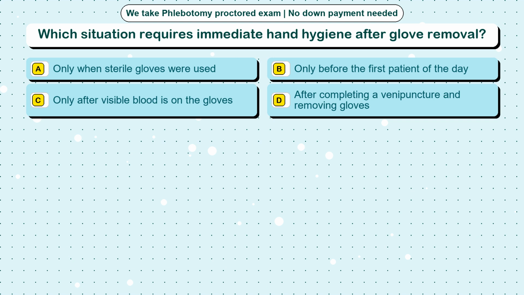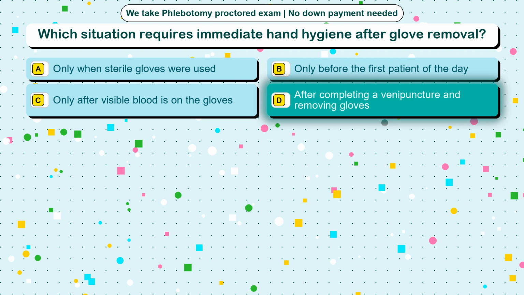Question 49. Which situation requires immediate hand hygiene after glove removal? Option A, only when sterile gloves were used. Option B, only before the first patient of the day. Option C, only after visible blood is on the gloves. Option D, after completing a venipuncture and removing gloves. The correct answer is option D, after completing a venipuncture and removing gloves.